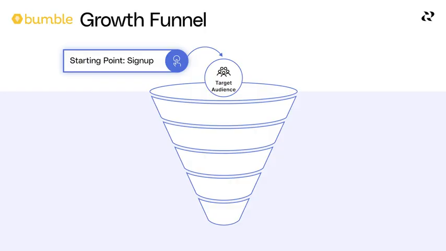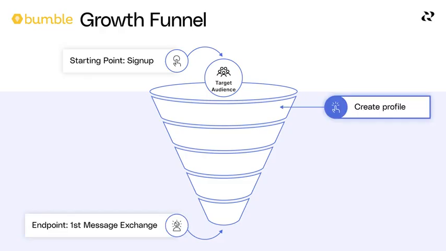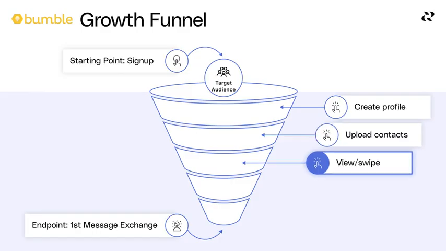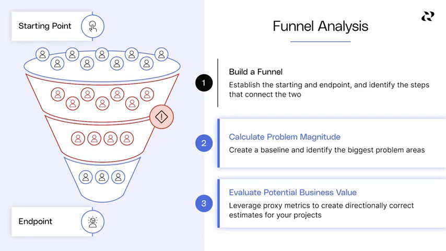The starting point of the funnel is acquisition or signing up. The end point is activation, which Bumble defines as exchanging their first message with a match. The steps between the start and end points include creating a profile, uploading contacts, viewing and swiping on profiles, and getting a match. We've now walked through the first step in funnel analysis, building a funnel. In the next lesson, we'll continue with the funnel analysis process by learning how to calculate the problem magnitude and evaluate the potential business value.